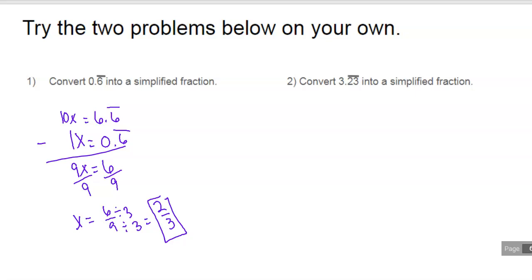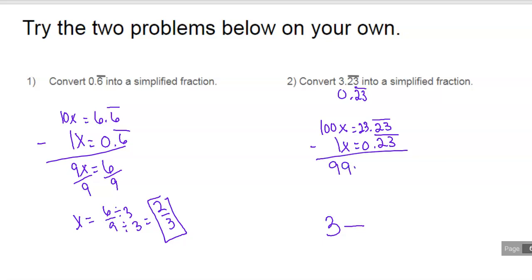And then number 2, I'm going to bring down my 3 in front, because I prefer to do the mixed number version. So I'm looking at the decimal 0.23 repeating for the rest of this. So I have 1x equals 0.23 repeating. The 3 is in the hundredths place, so I'm going to multiply by 100. Then I'm going to subtract. I'll get 99x equals 23. So that when I divide, I'm going to get 3 and 23 over 99, which is already simplified.